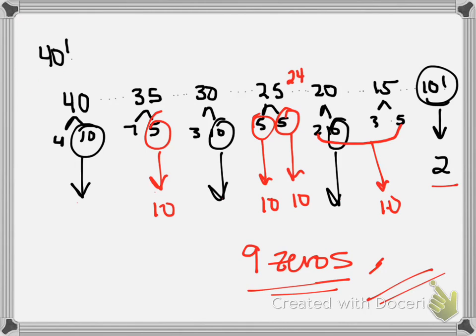Okay, so for the factorial, how many zeros are in a number? We're really just looking for how many 10s we end up with.